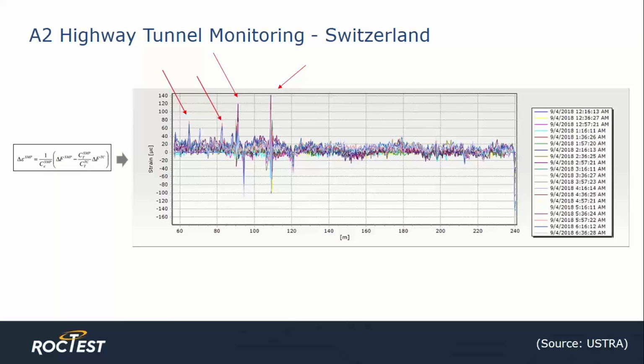Strain variations in a localized section of the tunnel can be seen here in this microstrain versus location plot. Strain peaks are directly correlated to small individual cracks in the tunnel lining, as called out by the red arrows.